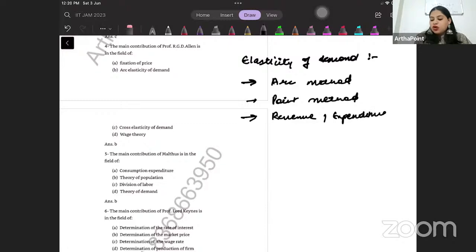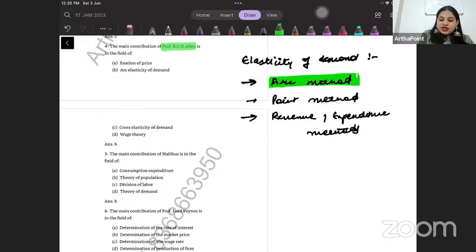Beta, you should not only know the methods, but you should also know who gave what method. किसने कौन सा method दिया ये जानना भी जरूरी है. So the ARC method was given by Professor R.G.D. Allen. So please mark that he gave the ARC elasticity of demand. Come to the next question.